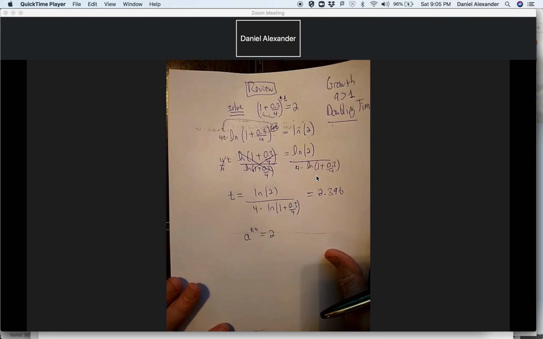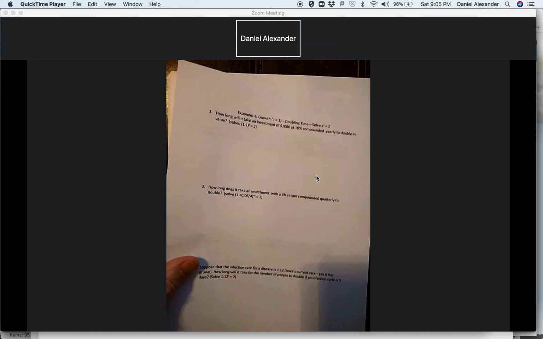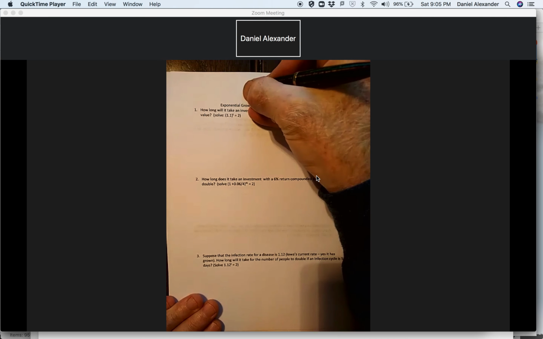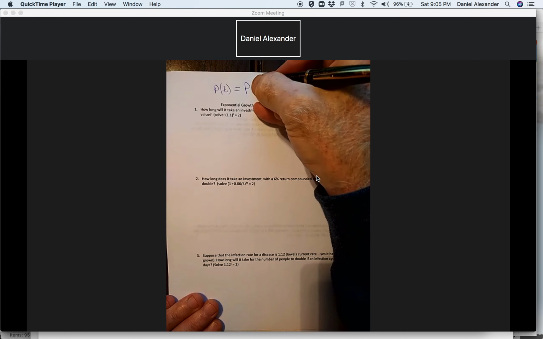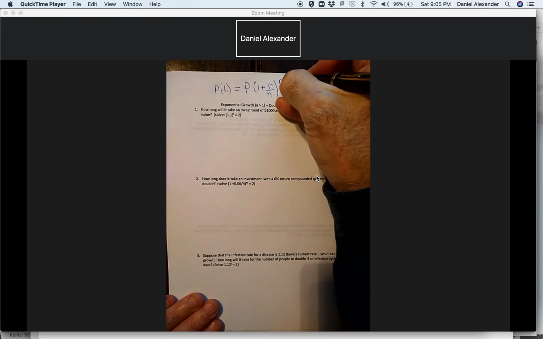Okay, so I did something a little bit different with the practice problems. I uploaded them and printed them out. I think it just will be easier than me having to write them out. So the first one is going to be an investment problem. And investment problems are of this form: P of t equals P times 1 plus r over n, to the n times t.